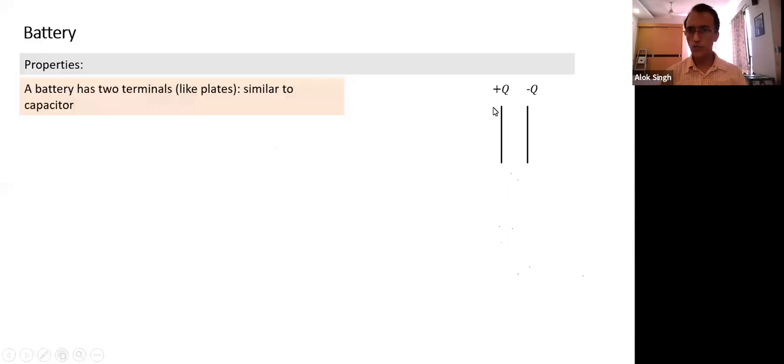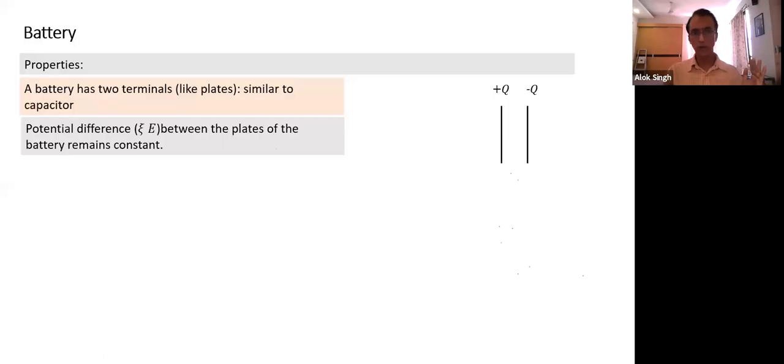And we know if two plates are given positive and negative charge, field gets created only in the region between the plates. There's no field outside. So any charge you bring close to the battery will not experience any field or any force. So a battery has two terminals similar to a capacitor. But battery and capacitor, though similar, are not the same thing. We'll try to understand what is the difference between the two. The battery we will study in some more detail in the next chapter, which is current electricity. But some properties which are relevant now, we'll do now.